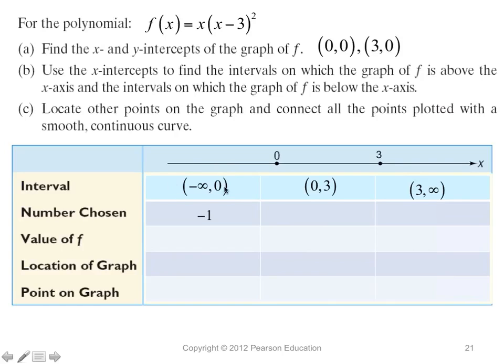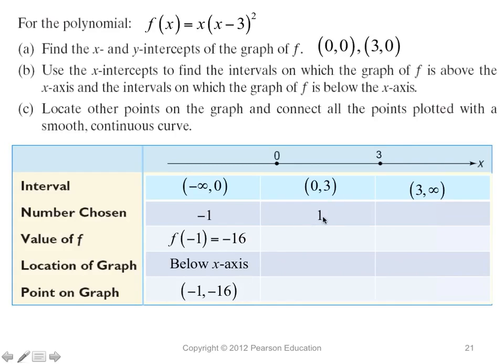So we just pick a nice number that's in this interval. -1 is pretty nice. And when we actually take -1 and plug it into our equation, we get -1 times (-1 minus 3) squared, which is going to give us -16. So that means that on the graph, it's going to be below the x-axis because it's a negative number. And the actual point is going to be (-1, -16). And then we just do this for each.